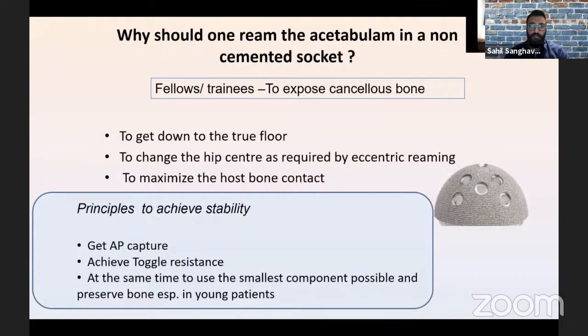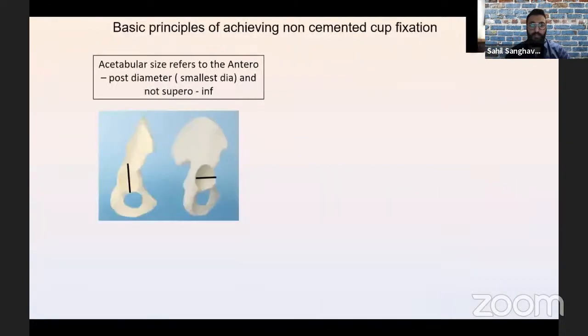Three principles. First principle is to get AP capture. Second thing is to take away the toggle, or what we call achieving toggle resistance. And the third principle is to use the smallest size possible, especially in young patients. You cannot just ream away bone, saying I'm getting this kind of stability or that kind of stability. You have to use the minimum size of the socket that is possible.